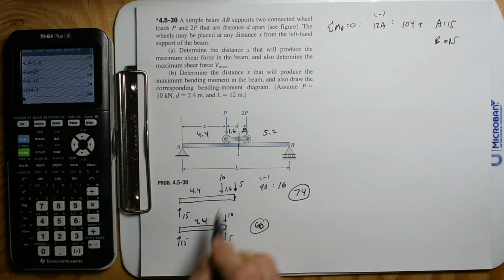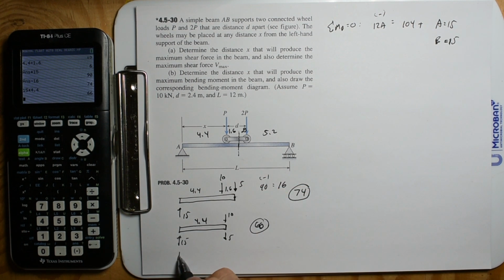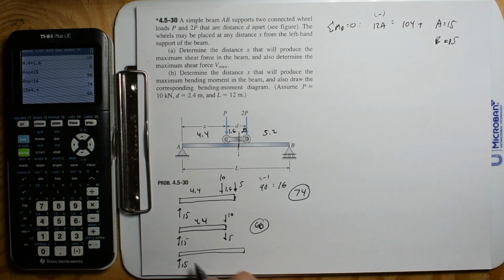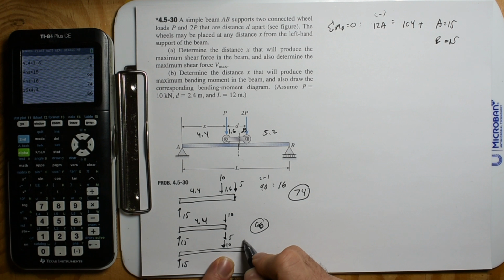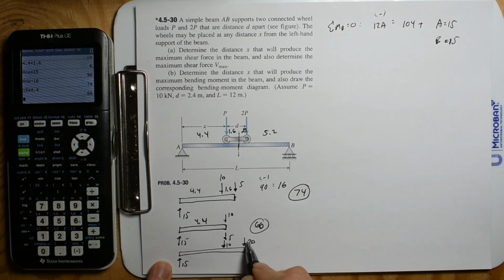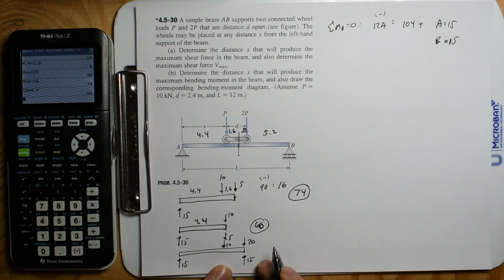So, okay, now let's go all the way over to this 2P. We're going to go all the way over there. We're going to have 15 up, we're going to have 10 down, and now we're going to have 20 down. And so we have 30 down, so we must have 15 up. We sum the moments about here.